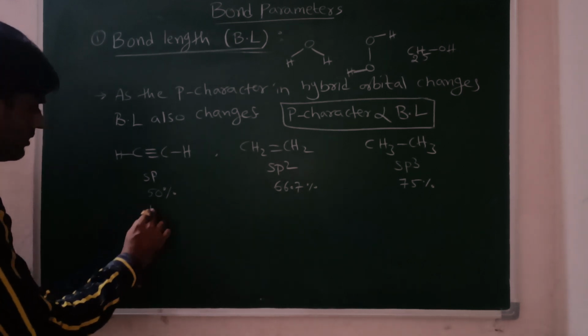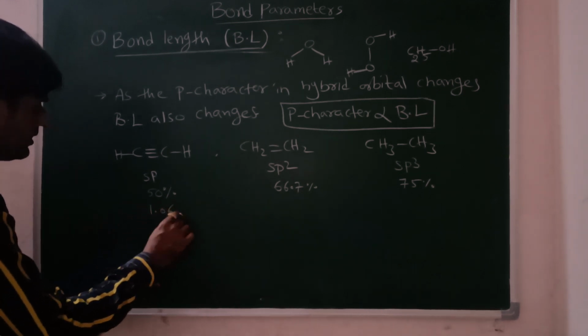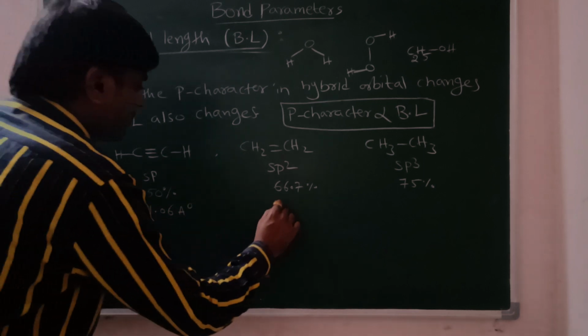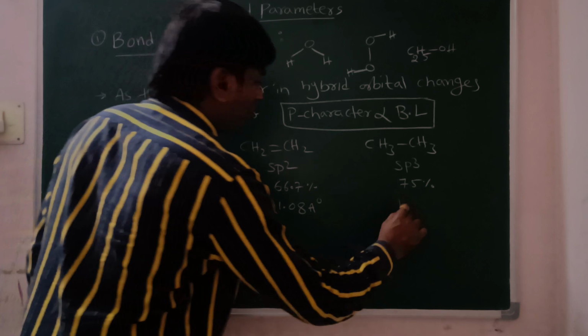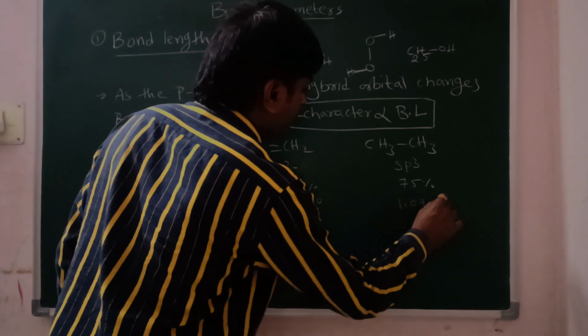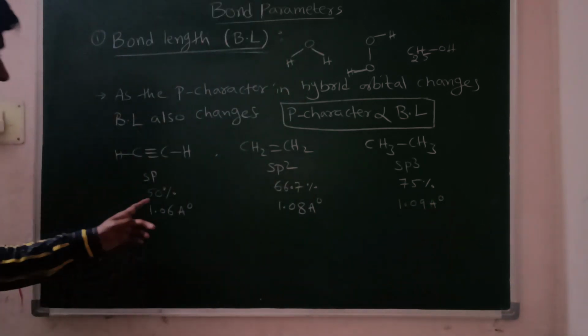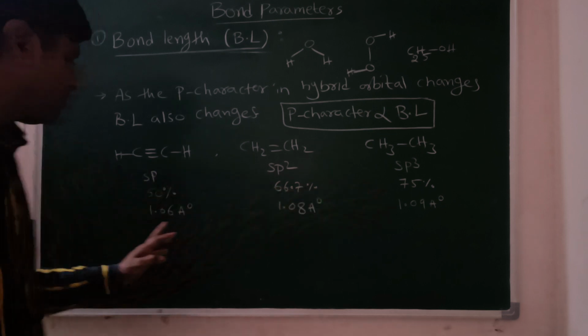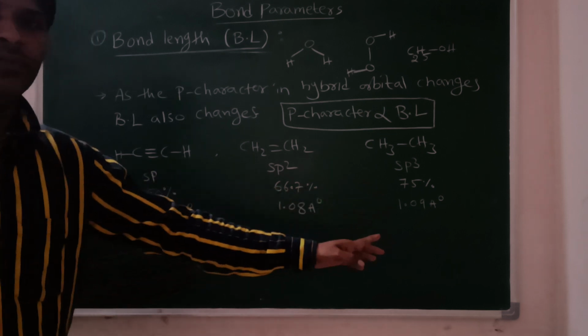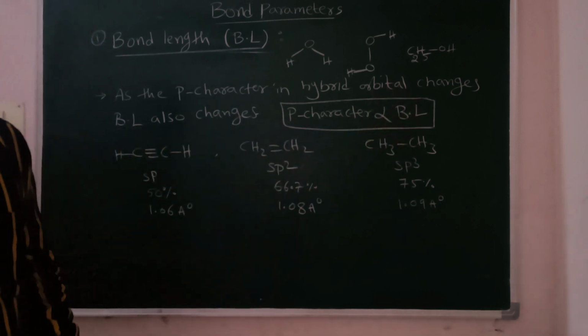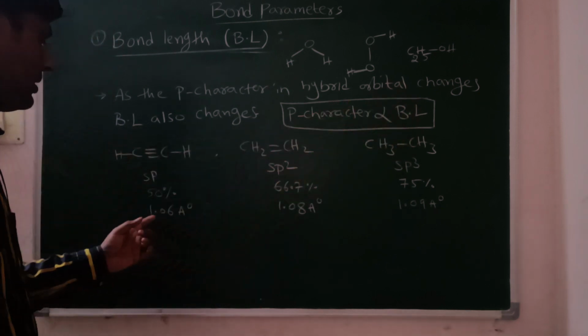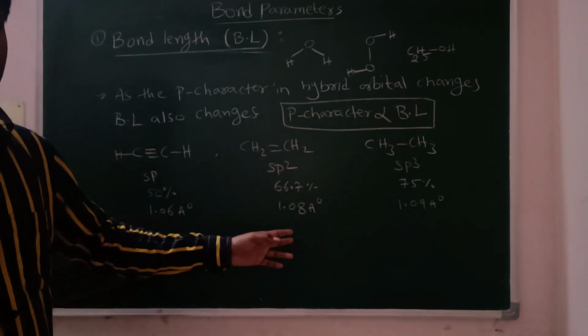Now the bond lengths are 1.06 angstroms, 1.08 angstroms, and 1.09 angstroms. So you observe here that as the p character increases, the bond length also increases. So p character is directly proportional to bond length. Bond length depends on the p character in hybrid orbitals.